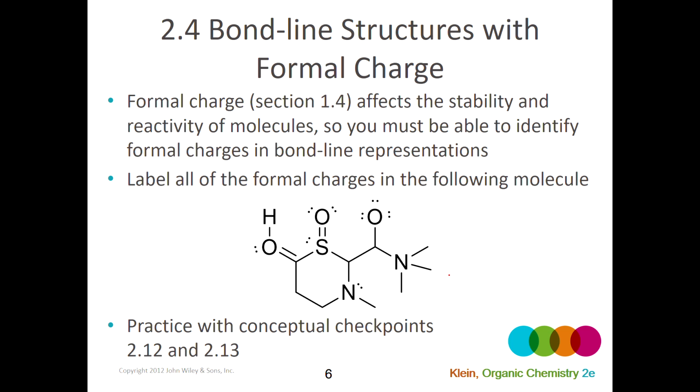All right, so when you see a bond line structure, if the lone pairs are shown, which they should be, you should be able to calculate the formal charge for any atoms that have formal charge. So that's a skill that I might ask you about. So we're still applying the formal charge formula. The only difference is we're not showing the carbons and we're not showing the hydrogens that are bonded to the carbons. But it's still the same thing.